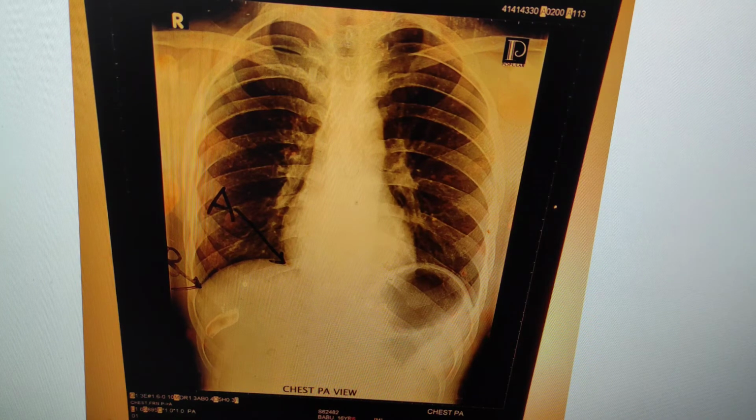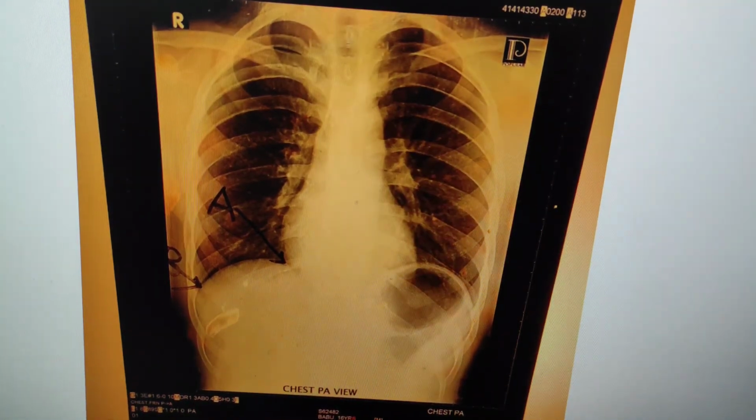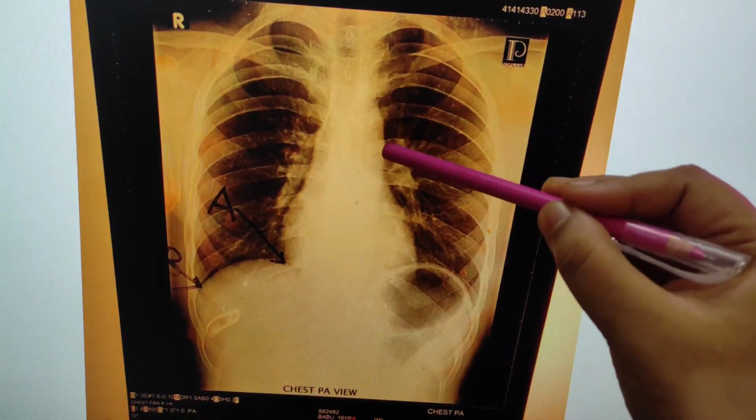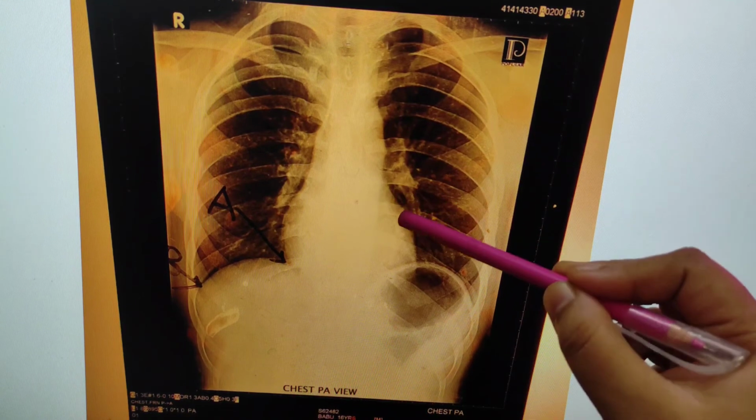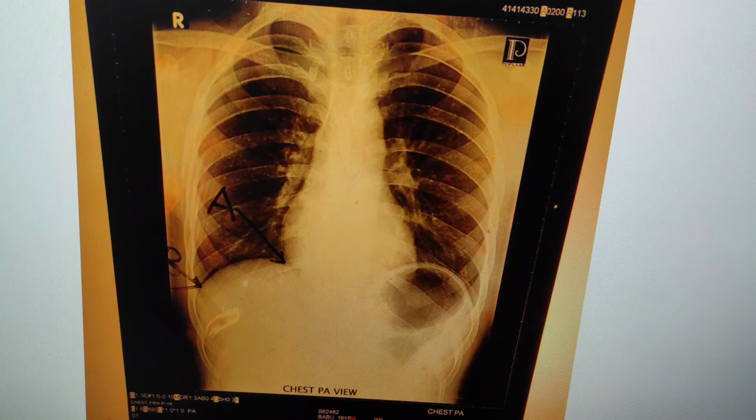Whereas the left border in X-rays is formed by the arch of aorta, pulmonary trunk, left auricle and left ventricle. But in the viscera, the left border of the heart actually extends from the left auricle to the apex of the heart. So that's all about the plain X-ray of chest.